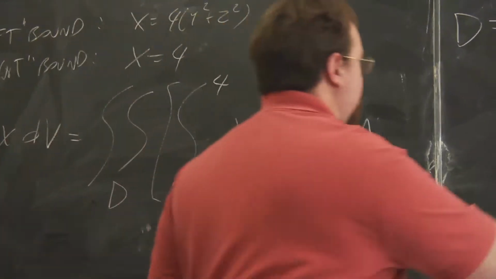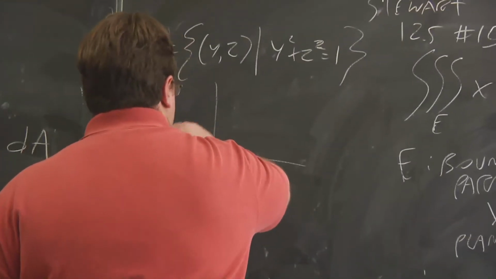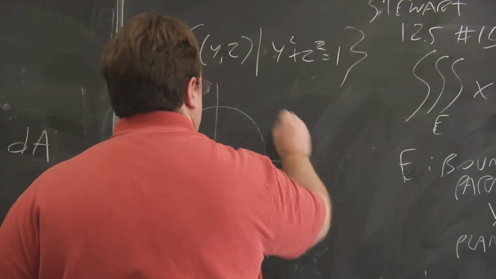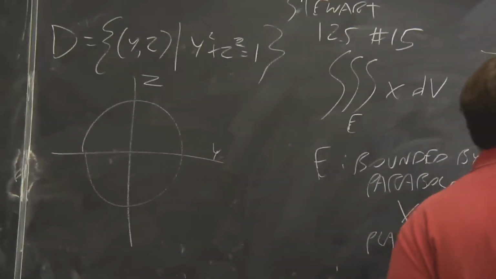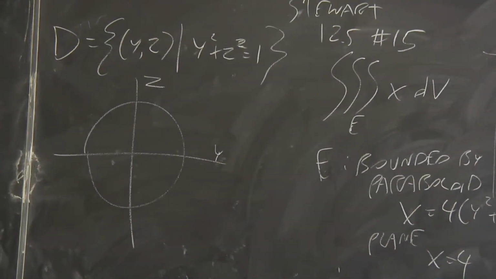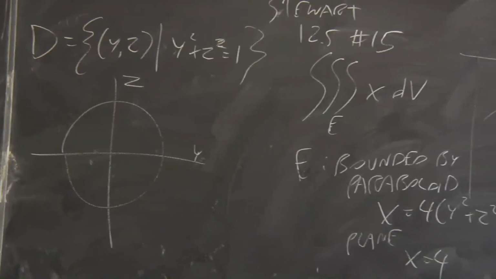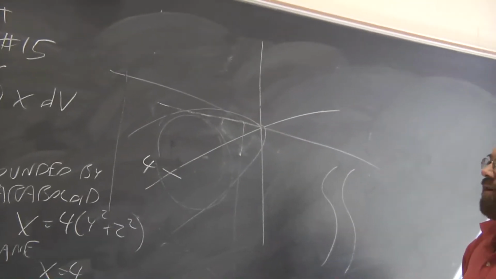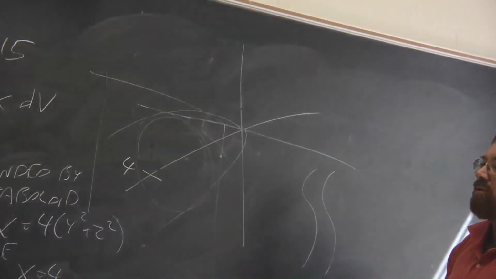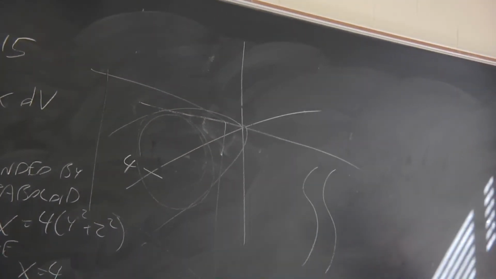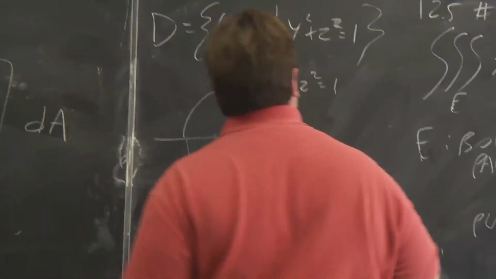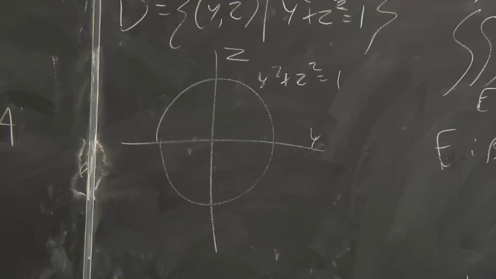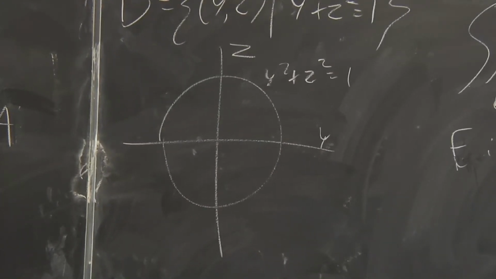Now, we would need to come up with limits. So if we look at our circle in the yz plane, and we want to come up with limits of integration, let's say we want limits in terms of y, and then limits in terms of z. So here we have y squared plus z squared is equal to 1. So what should limits in y and z be? If that's just a unit circle, should they both just be -1 to 1?